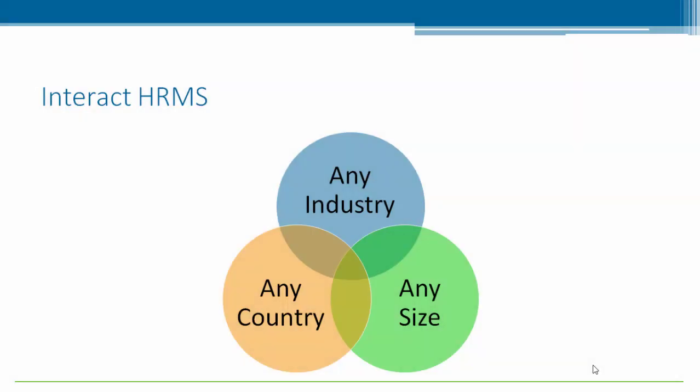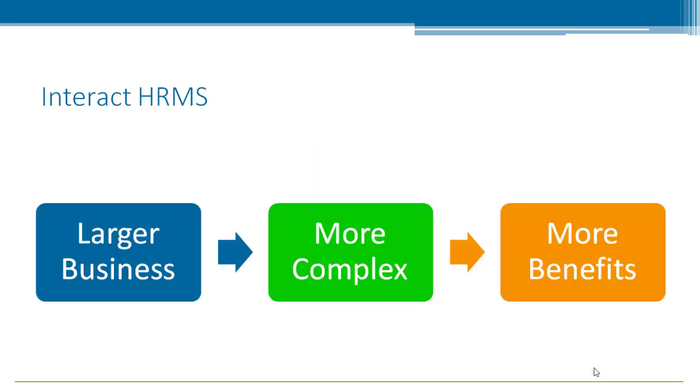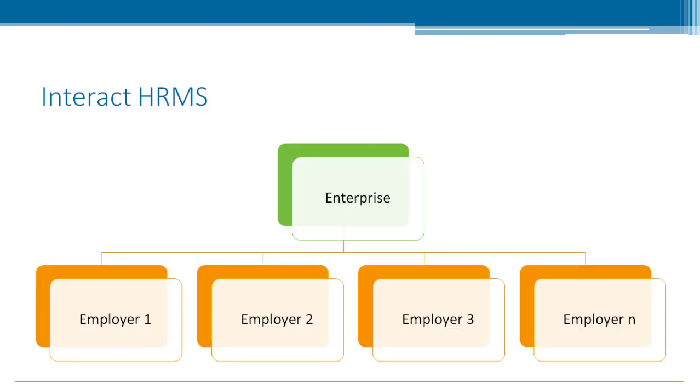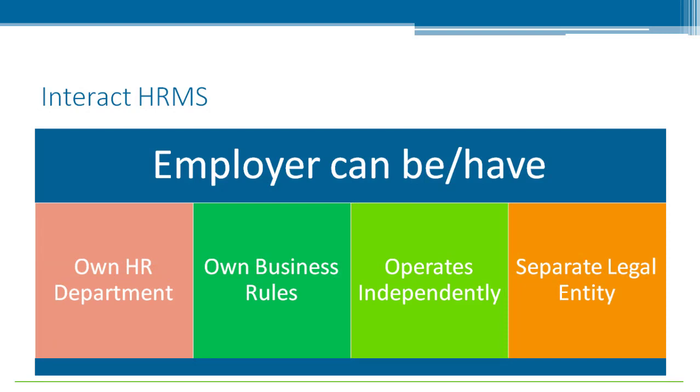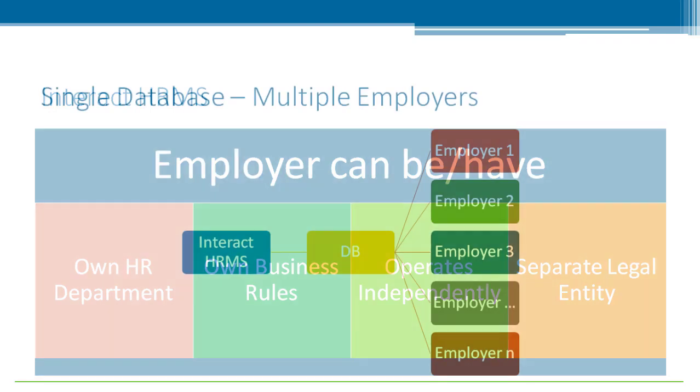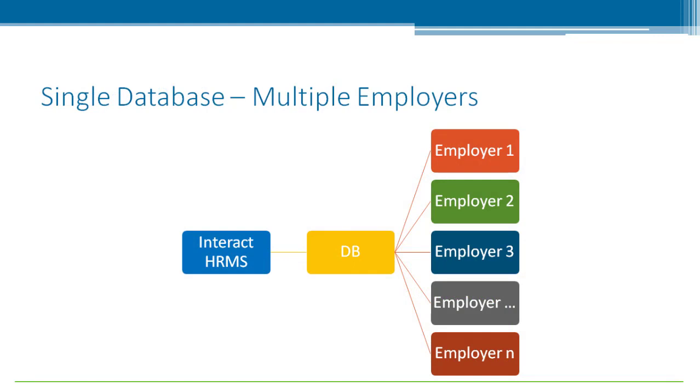Interact HRMS is an enterprise application that can be used in any industry and in organizations of any size. In fact, the larger and more complex your business is, the more you will benefit from the use of Interact HRMS. You can define any number of employers in Interact HRMS. Employers are companies or organizations which have their own HR department, their own business rules, and which operate independently from other companies. They can be set up within a single database, even though the data will be kept separate and employers can never see each other's data.